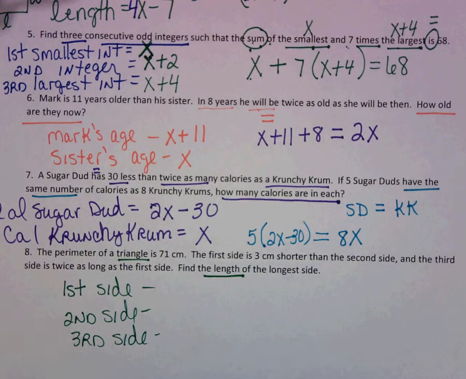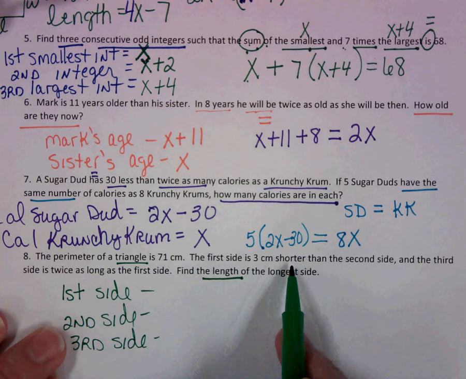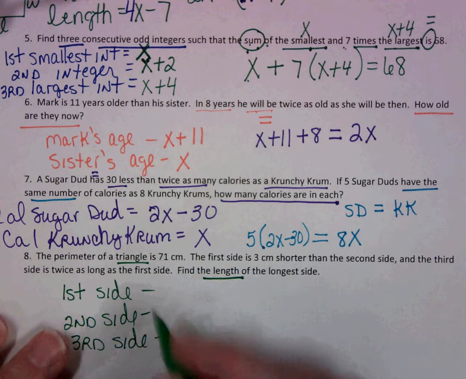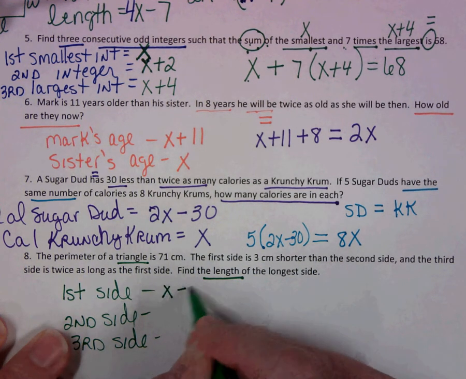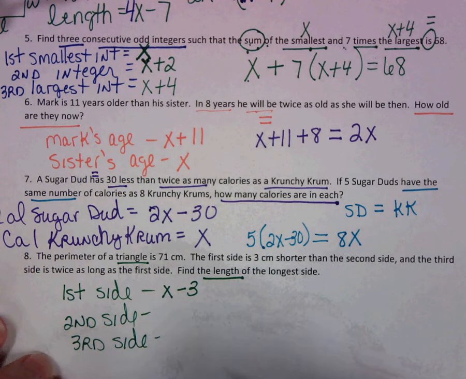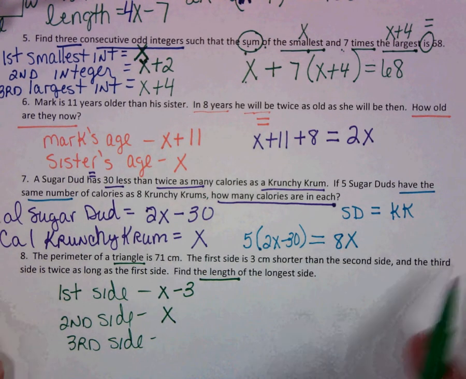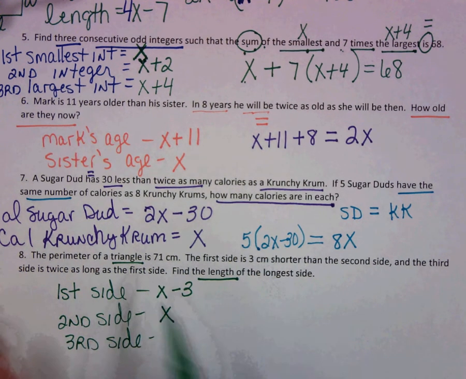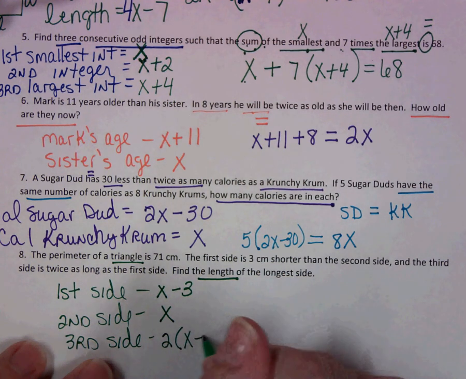Okay, now let's look at how it described it. It says the first side is 3 shorter than the second. So if it is 3 shorter than the second, you might say it is x minus 3. That means x has to be your second side. And then it says the third side is twice as long as the first side. Well, if the first side is x minus 3, the third side is 2 times x minus 3.